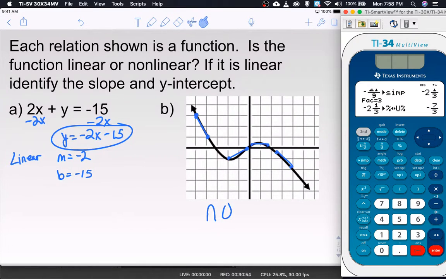By looking at an equation, you're looking for exponents or if you can write it in slope-intercept form. From a table, you're looking to see if the slope is the same everywhere. If the slope is the same everywhere, it's linear. If your slope is ever different, it is non-linear.